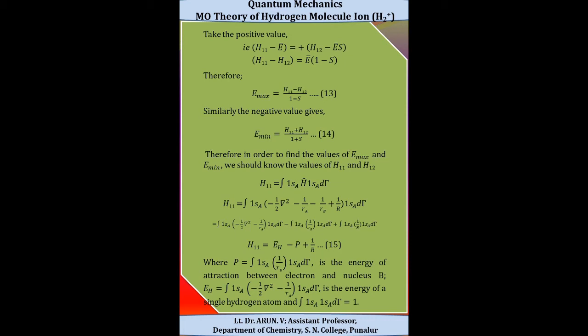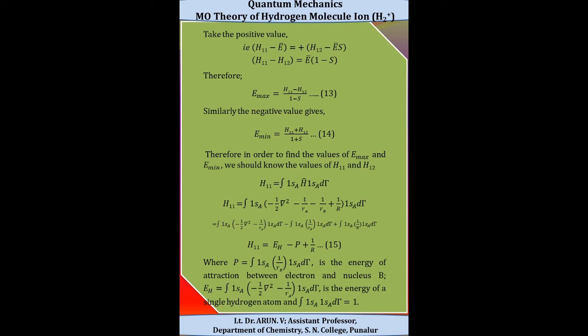Therefore, in order to find the values of E max and E min, we should know the values of H11 and H12. H11 is equal to the integral of 1s_a H-cap 1s_a dt. Substitute the value of H-cap here. H11 is equal to the integral of 1s_a into (-1/2 del squared - 1/r_a - 1/r_b + 1/R) into 1s_a dt. On expanding and solving, we get H11 equal to EH - P + 1/R. Here P, equal to the integral of 1s_a (1/r_b) 1s_a dt, is the energy of attraction between the electron and the nucleus B.